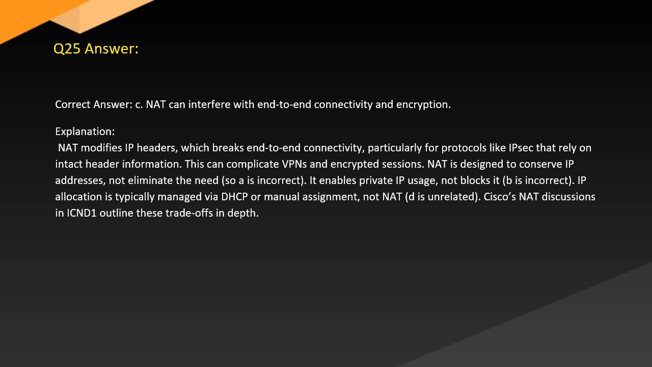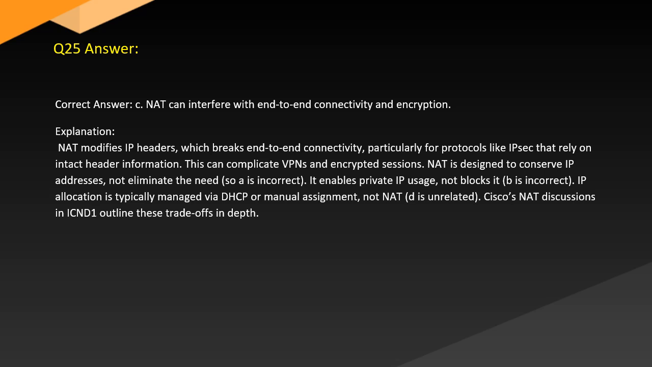Answer. Correct answer: C. NAT can interfere with end-to-end connectivity and encryption. Explanation: NAT modifies IP headers, which breaks end-to-end connectivity, particularly for protocols like IPsec that rely on intact header information. This can complicate VPNs and encrypted sessions.